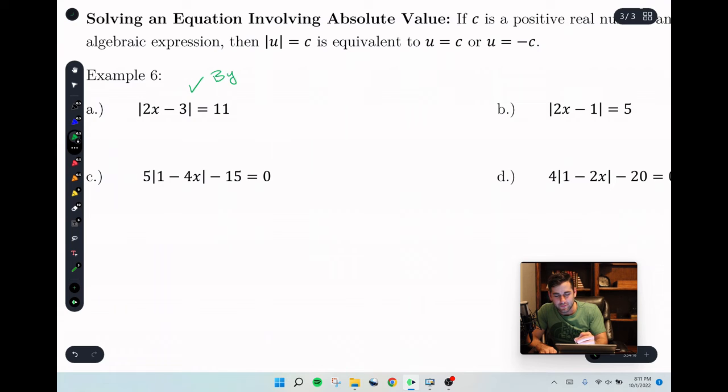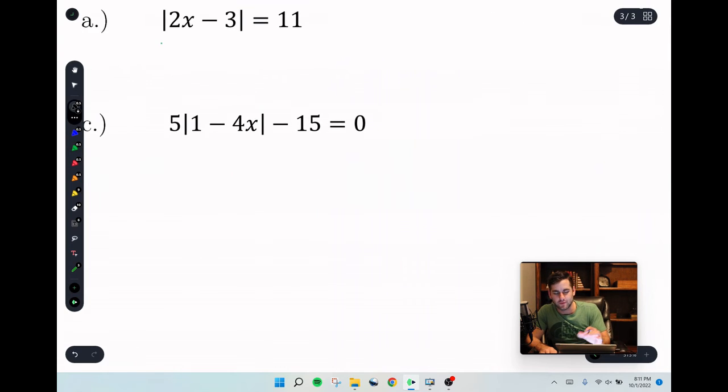So this one, if we look at it, check. The absolute value is by itself. I'm going to write that, by itself. This one, it's not by itself. This 5 is keeping it hostage, and this negative 15 is keeping it from being by itself. So we have to move those before we can get it by itself. All right, so let's do this one because it's a little bit tougher.